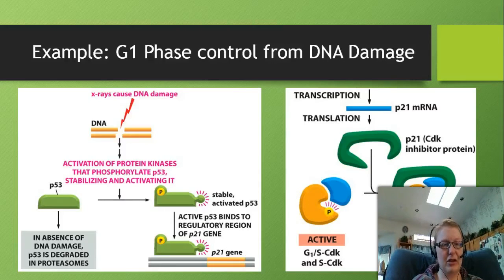So the DNA is damaged, and there's the activation of the protein kinases that will phosphorylate this protein known as P53. And P53 is responsible for inhibiting this process. So P53 gets phosphorylated. It binds to the regulatory region of a gene called P21, and then this P21 is going to get made, and what this does is it's an inhibitor protein that binds the G1 SCDK or just the SCDK complexes and prevents the cell from continuing either into S phase or continuing out of S phase because of this DNA damage. So make sure you understand how that works.